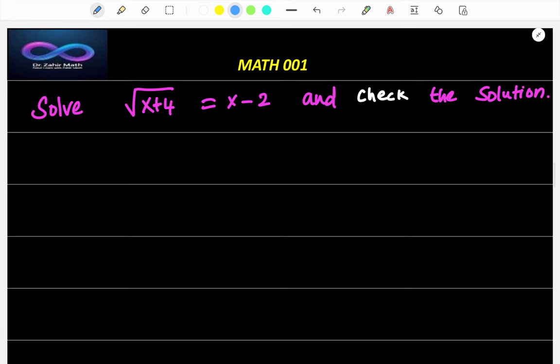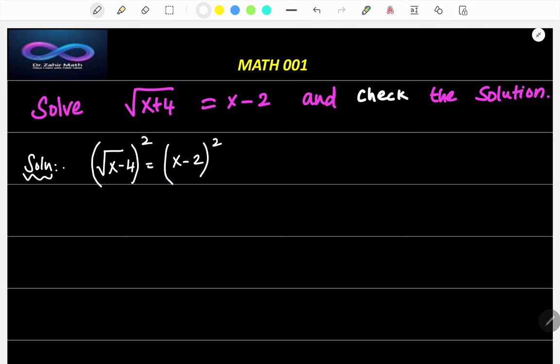Right. Next is solve and check the solution. What is the next question? Solve and check. So let us go to the solution. There is a square root, keep in your mind. So square root of x plus 4 is equal to x minus 2. Whenever there is a square root, if you want to remove it, you have to square. Clear, everybody? You have to square.